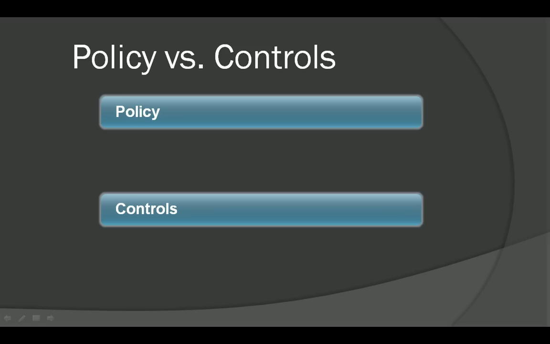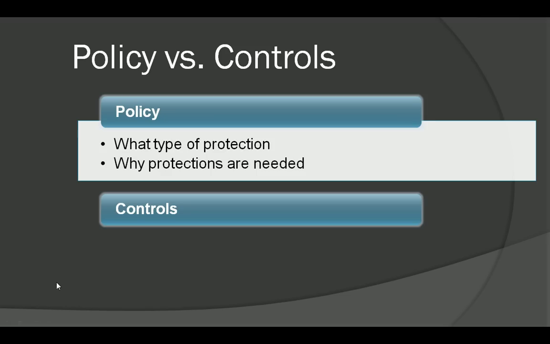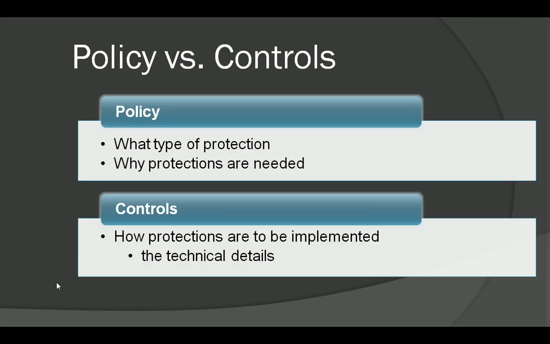So you've already learned that we have policies and controls. More broadly, a policy, as we've already learned, is what type of protections we need and why we need those protections. So why we're doing something and what type of protections we're going to apply. The controls are the minutia of how to do that. So the controls are how protections are implemented, the technical details or the procedural details.